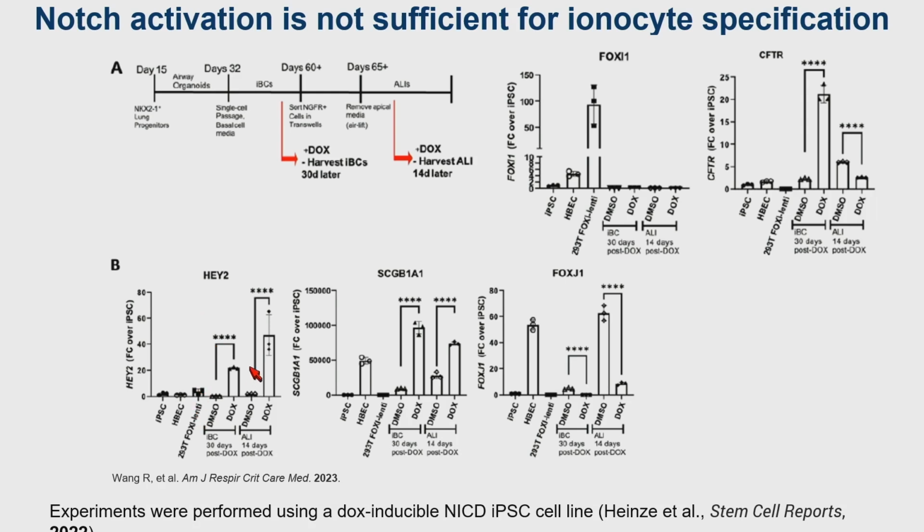And what we see is that indeed we are activating Notch, as seen by HEY2 expression. And we do see the expected changes in our secretory and ciliated cell populations, where secretory cells are going up and ciliated cells are going down. But we did not see any appreciable changes in FOXI1 expression.